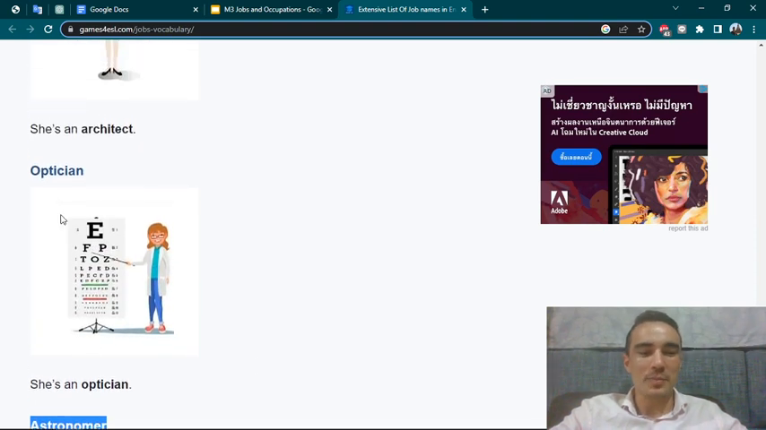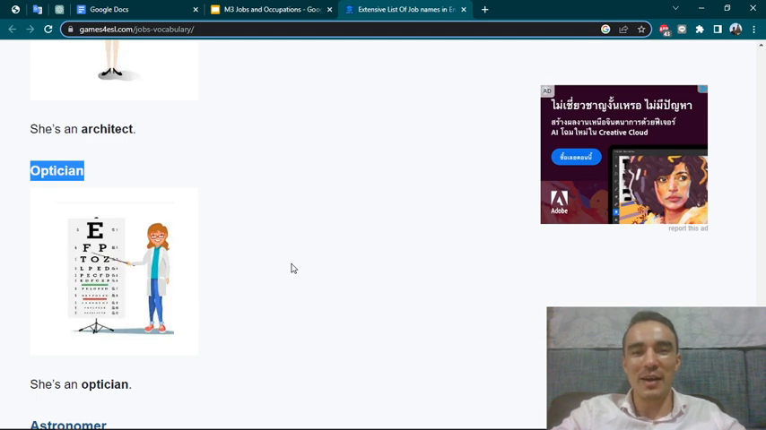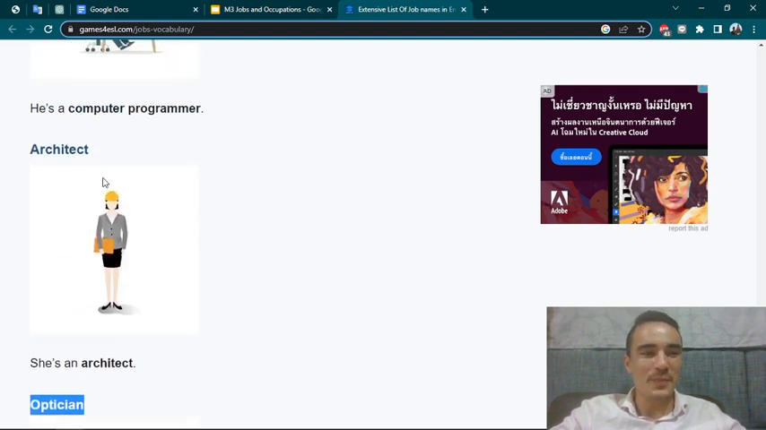And then we got optician. Optician. What does an optician do? When you have eye problems, or if you cannot see far or close, then you will go to see the optician, right? And talk about the options. You might get glasses or lenses or some eye drops, maybe.